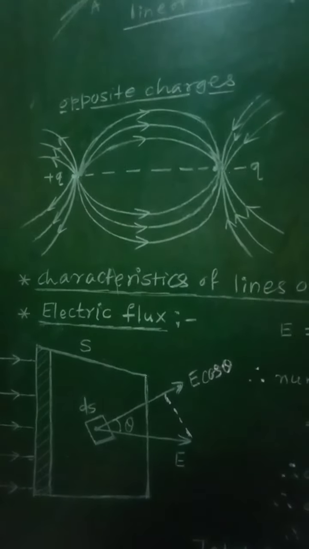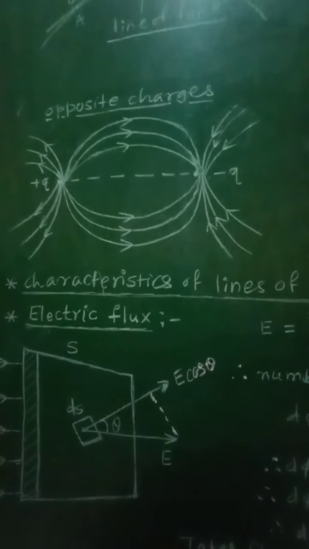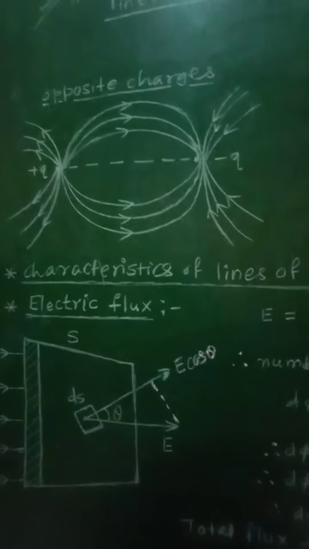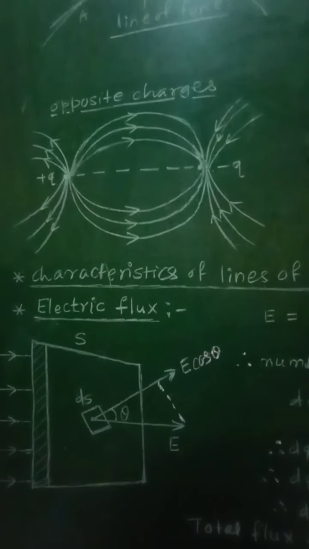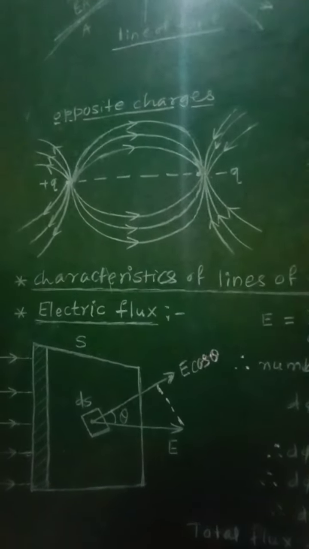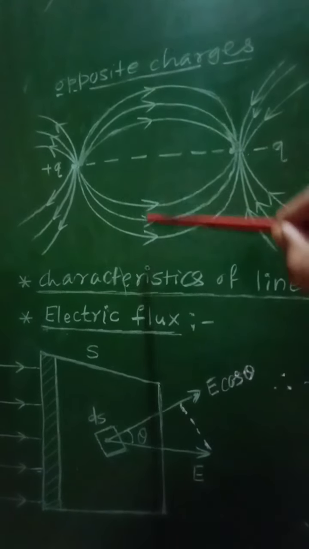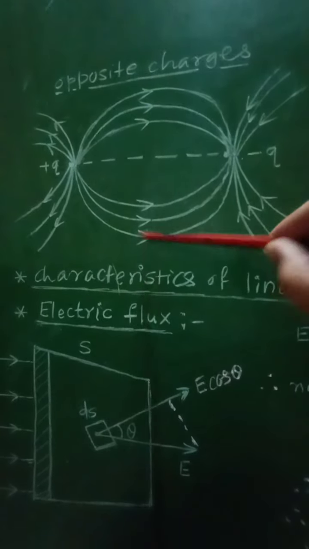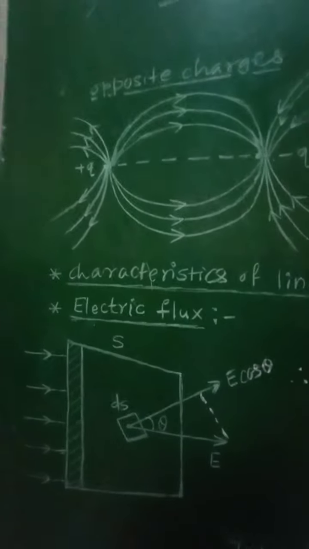Seventh characteristic: electric lines of force are widely separated from each other in a region where electric intensity is small, and therefore away from the charges, that is in between the charges, these lines of force are widely separated because electric intensity in that region will be small.